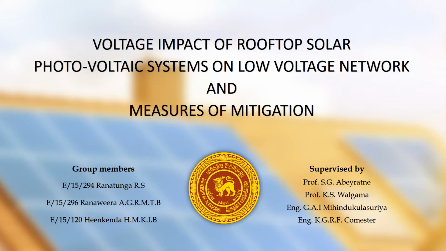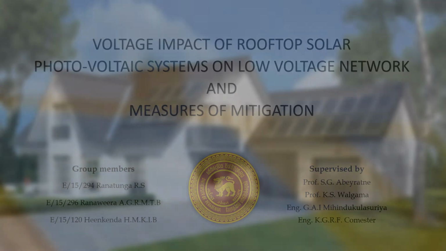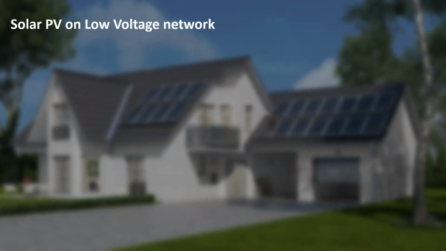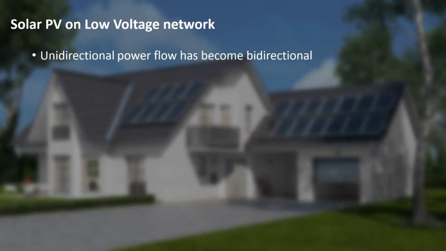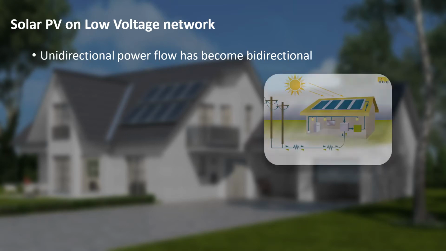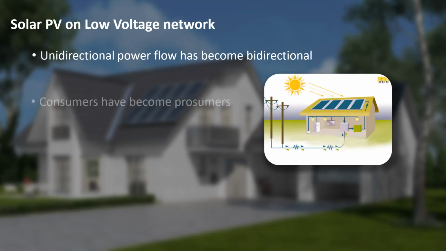Voltage impact of rooftop solar photovoltaic systems on low voltage network and measures of mitigation. Considering solar PV on low voltage network, with the initiation of distributed generation, the traditional unidirectional power flow has now become bidirectional, in turn making consumers into prosumers.